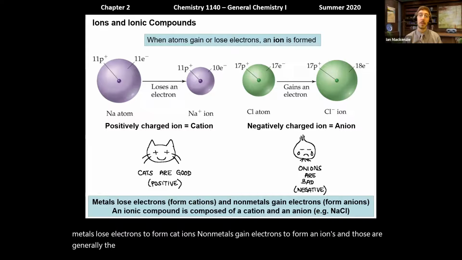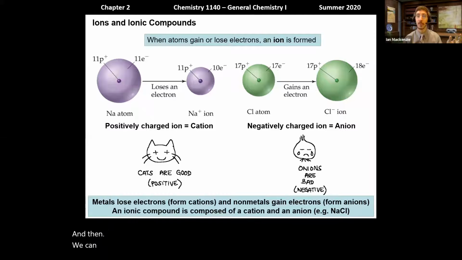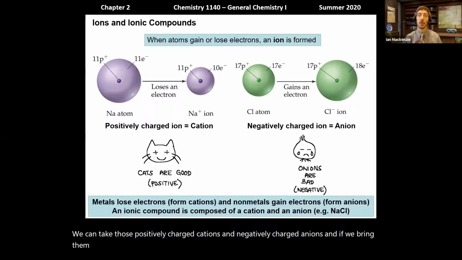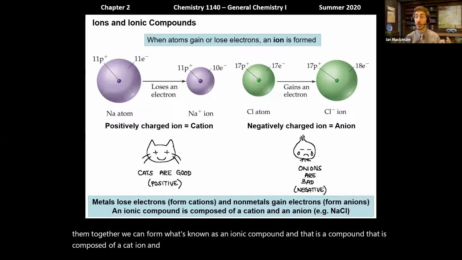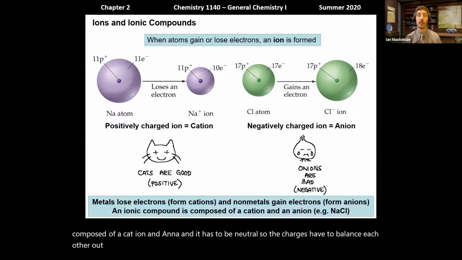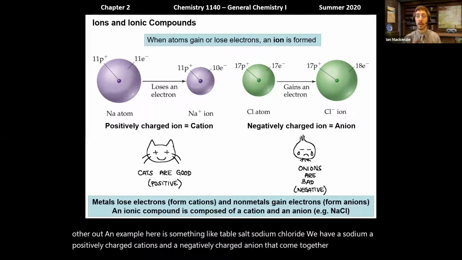And then we can take those positively charged cations and negatively charged anions, and if we bring them together, we can form what's known as an ionic compound. That is a compound that is composed of a cation and an anion. It has to be neutral, so the charges have to balance each other out. An example here is something like table salt, sodium chloride. You have a sodium, a positively charged cation, and a negatively charged anion that come together to form an ionic compound.